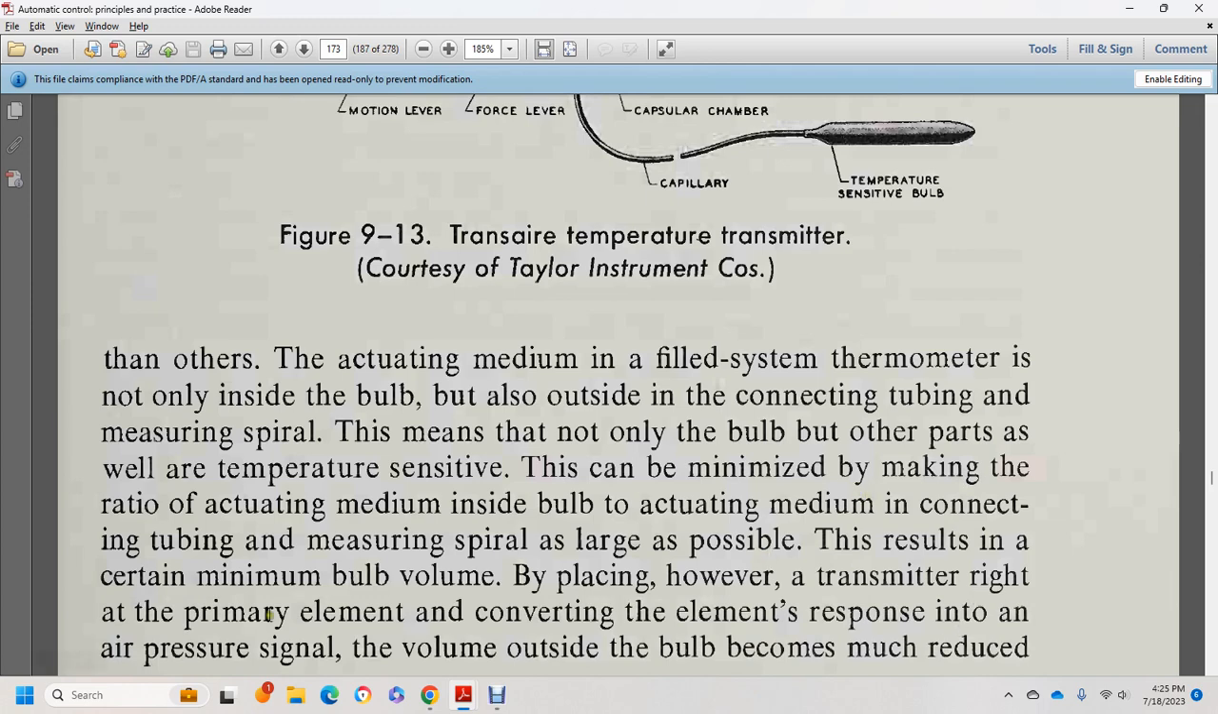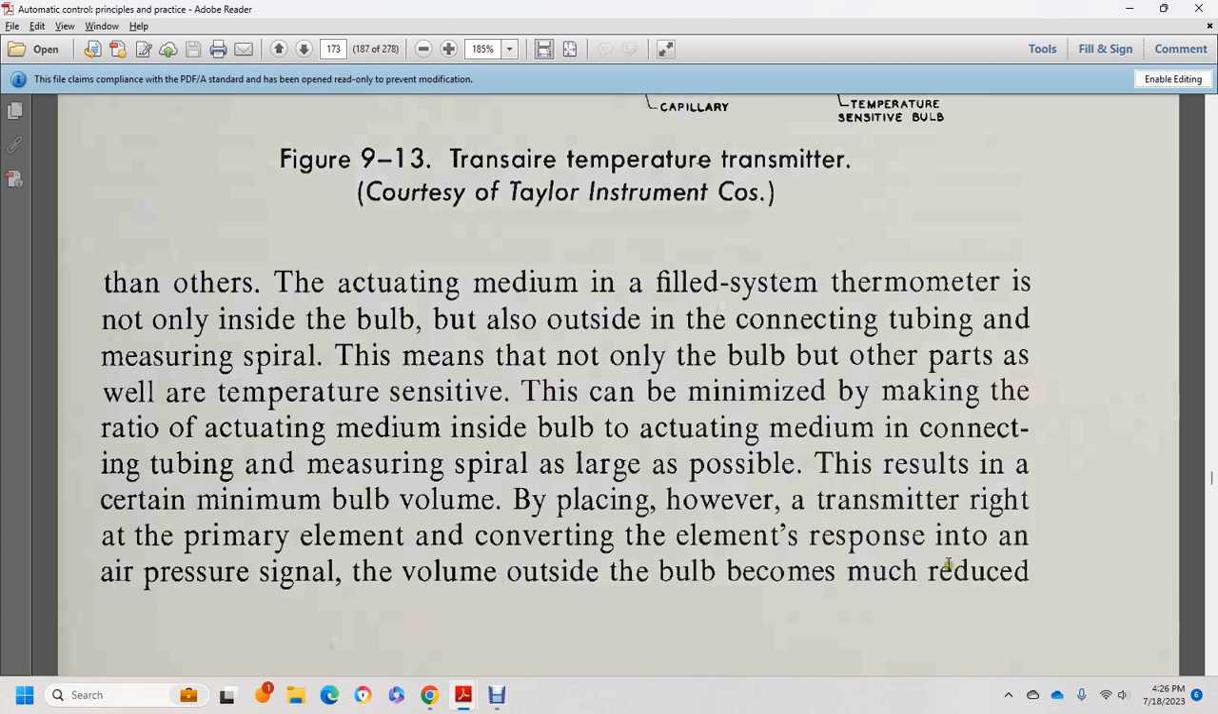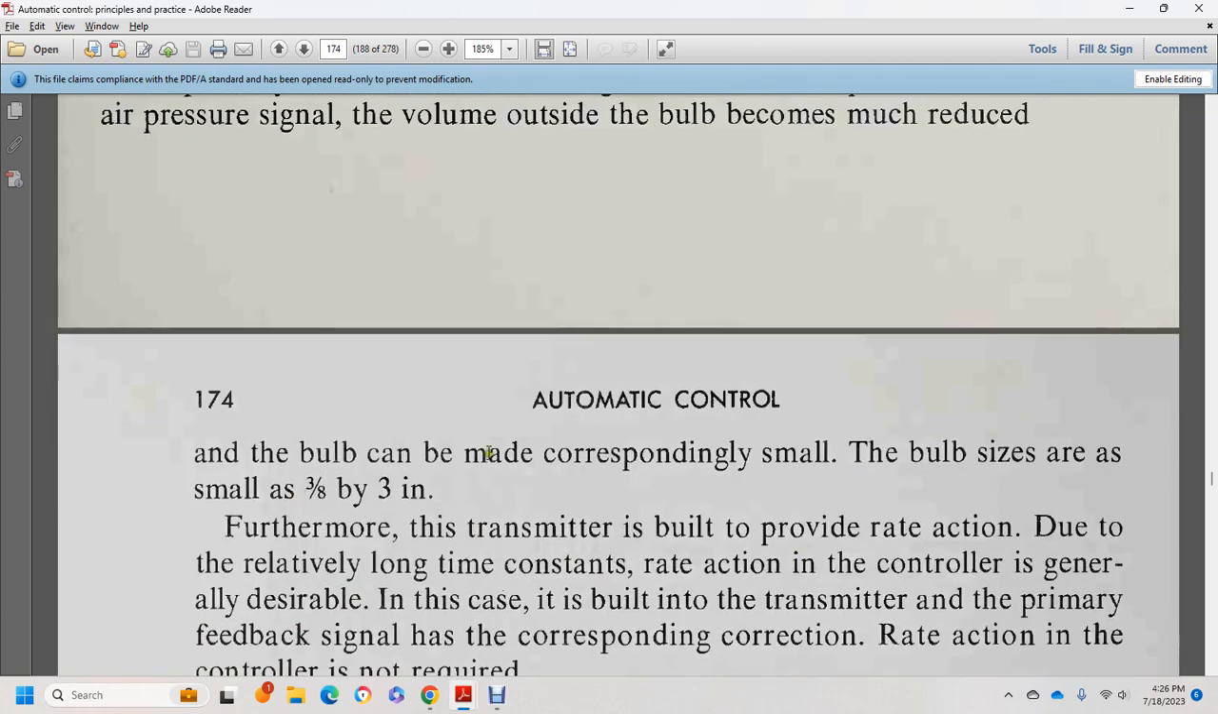By placing over the transmitter with the primary element, converting the element responsive to the air pressure signal, the volume outside of the bulb becomes much reduced. The volume of the bulb can be reduced correspondingly; small bulb sizes are as small as 3/8 by 3 inches. Furthermore, the transmitter of the bulb provides rate action.